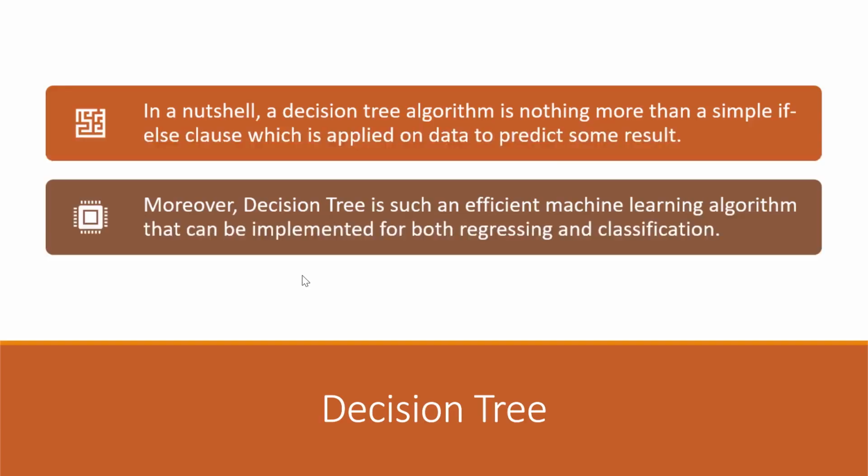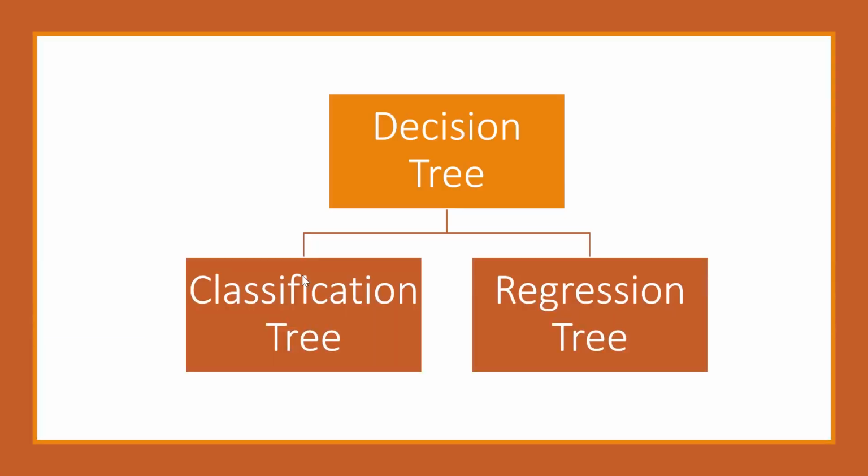Let's move forward and discuss decision tree. In a nutshell, a decision tree algorithm is nothing more than a simple if-else clause which is applied on data to predict some result. Now we have already discussed decision tree in our previous tutorial where we discussed decision tree regression. So we basically know that a decision tree algorithm is categorized into two types. The decision tree classifier, which is also known as classification tree, and another type which is decision tree regression, which is also known as regression tree.